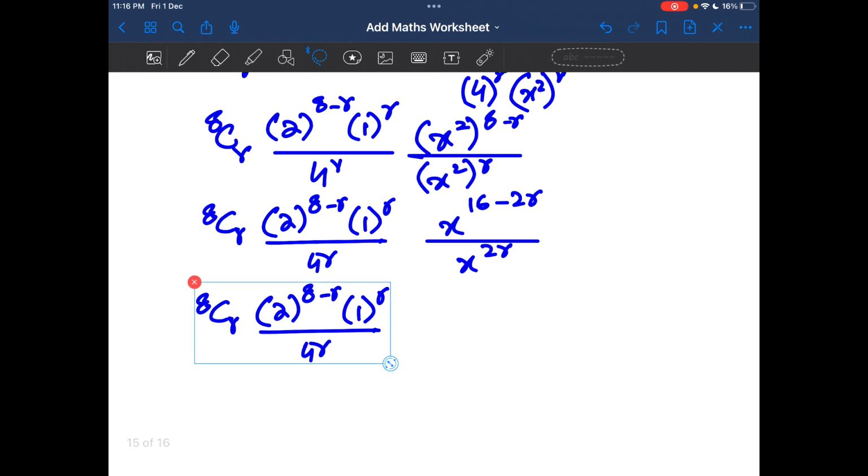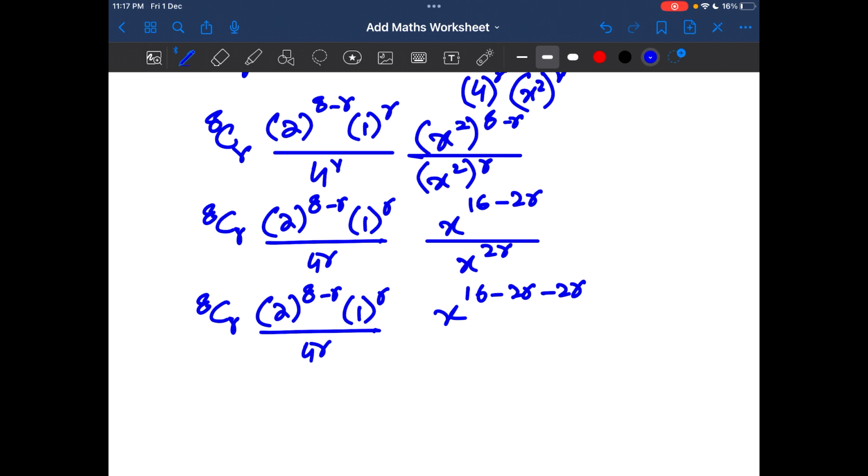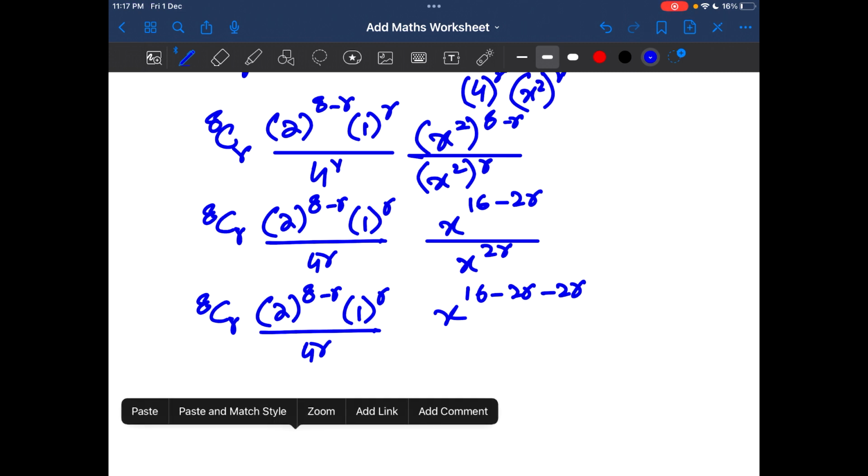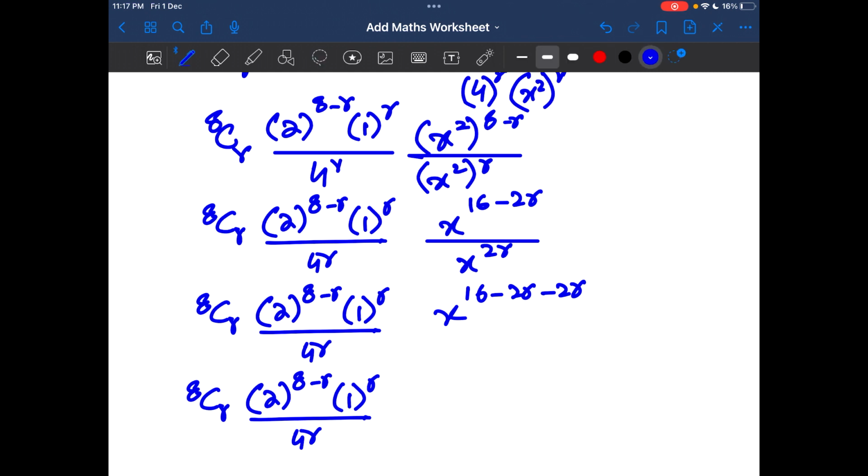I'm going to write the same thing. Now I'm going to do the indices over here. Indices rule is bases same, powers are going to be subtracted when they are divided. They are dividing, so the power is going to be subtracted here. Bases same, powers are subtracted. You're going to get x power 16 minus 4r here.